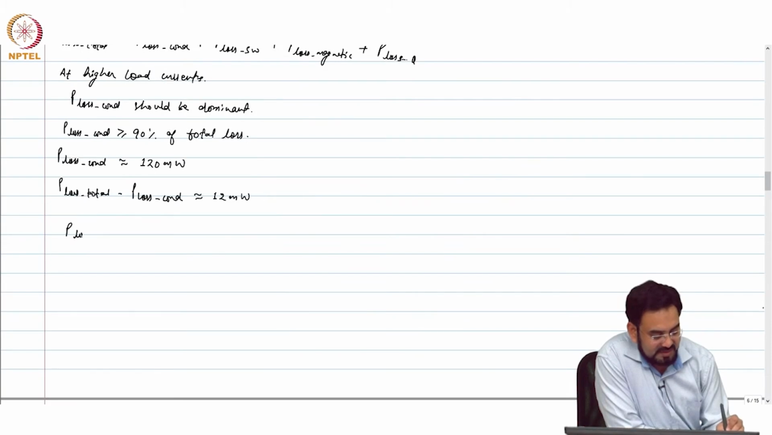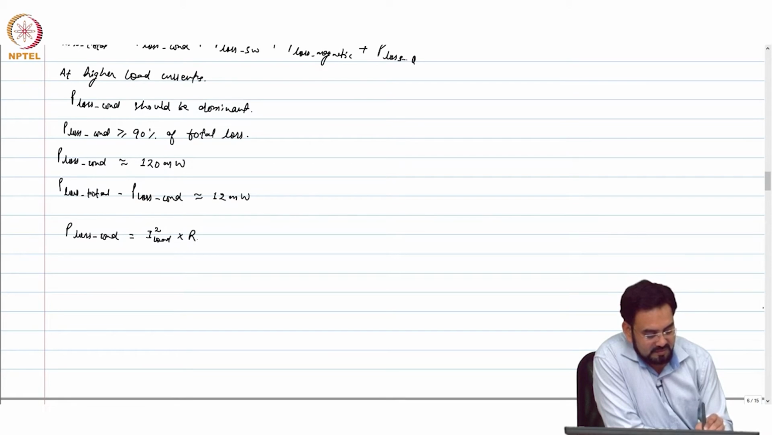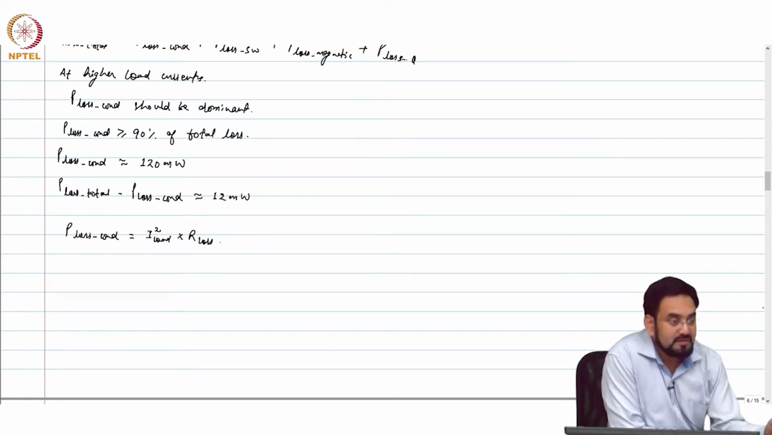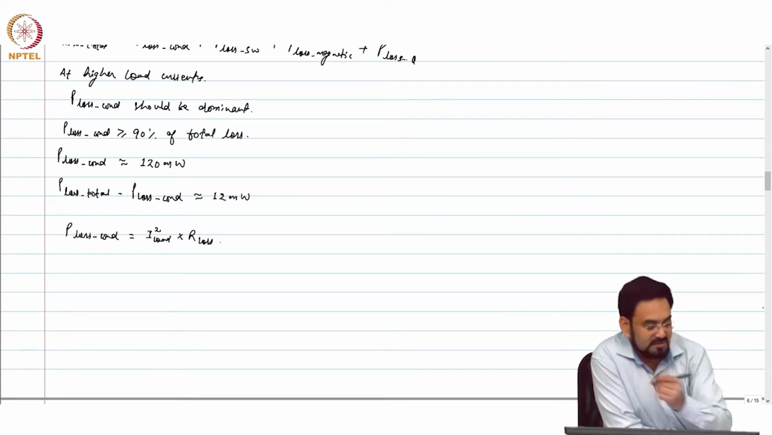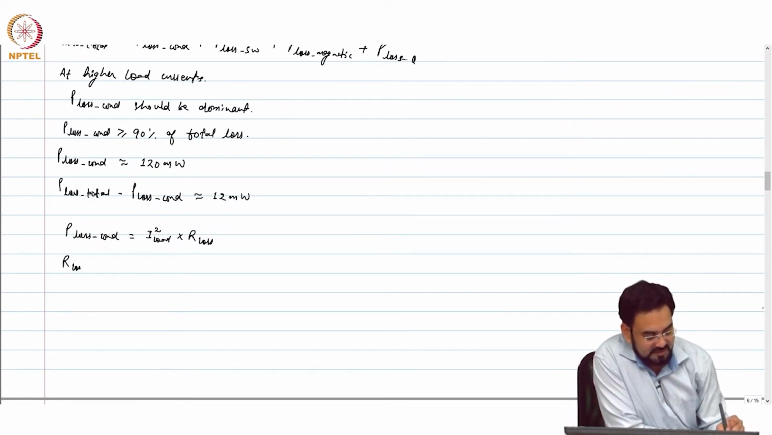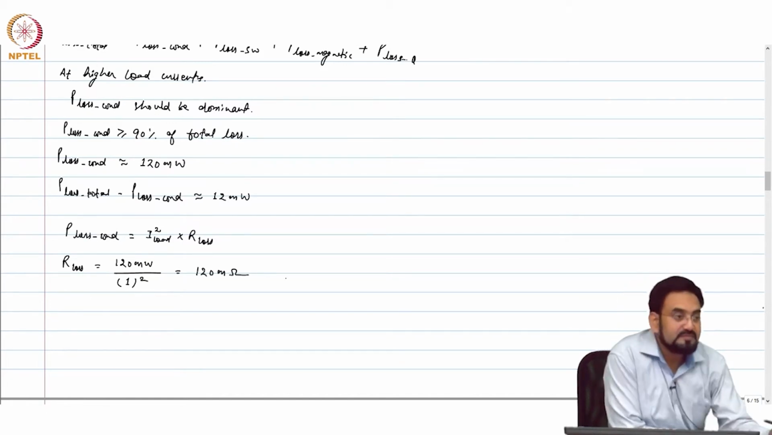And we know P loss conduction is nothing but I load square into R loss. So, what I load is known, what do we need to calculate? R loss. So, R loss should be 120 milliwatt divided by 1 ampere square, which is nothing but 120 milliohm.